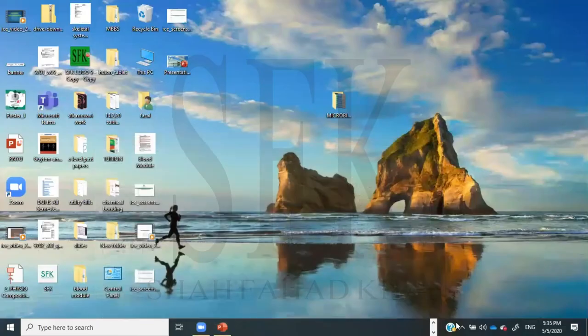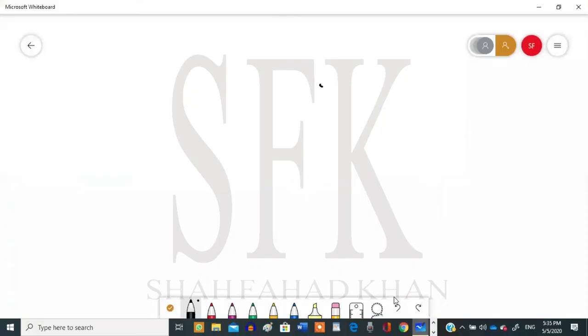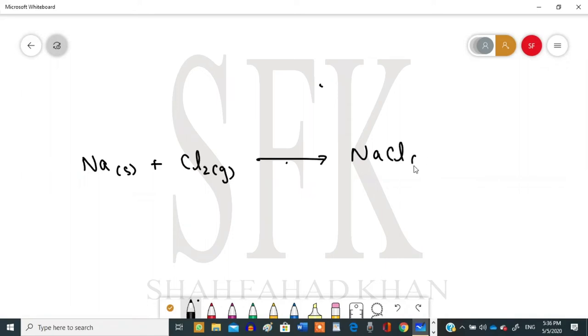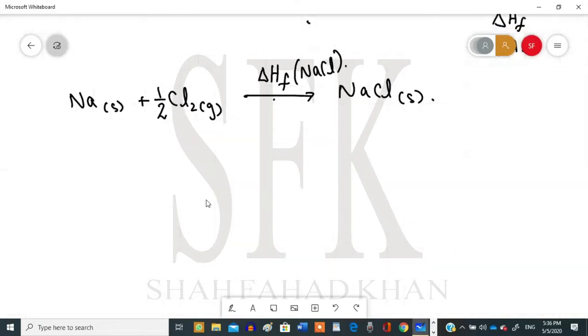I'll shift to the whiteboard now. Right, so let's draw out a Born-Haber cycle of sodium chloride. Sodium solid, when it combines with chlorine gas, forms NaCl solid, right? Let's balance it out: half moles of chlorine gas. Guys, what is going to be the enthalpy change of this reaction? Out of the 5 that I just listed, enthalpy change of formation, enthalpy change of atomization, etc. It's going to be enthalpy change of formation. Yes, correct, and enthalpy change of formation of sodium chloride, to be more specific.